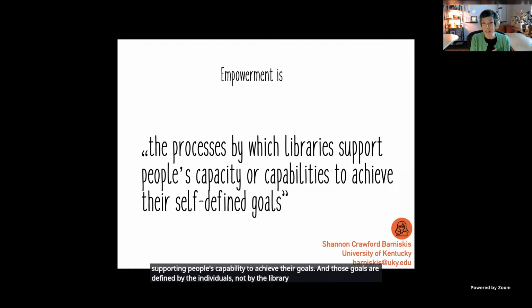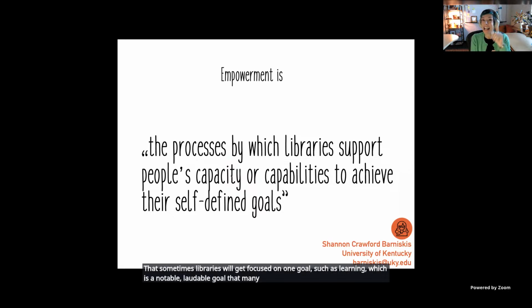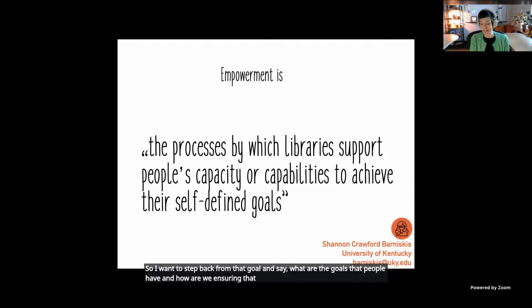And we heard a little about this from Rebecca Teasdale in our opening remarks, that sometimes libraries will get focused on one goal, such as learning, which is a notable, laudable goal that many people share, but not everyone. So I want to step back from that goal and say, what are the goals that people have, and how are we ensuring that they are able to meet those?